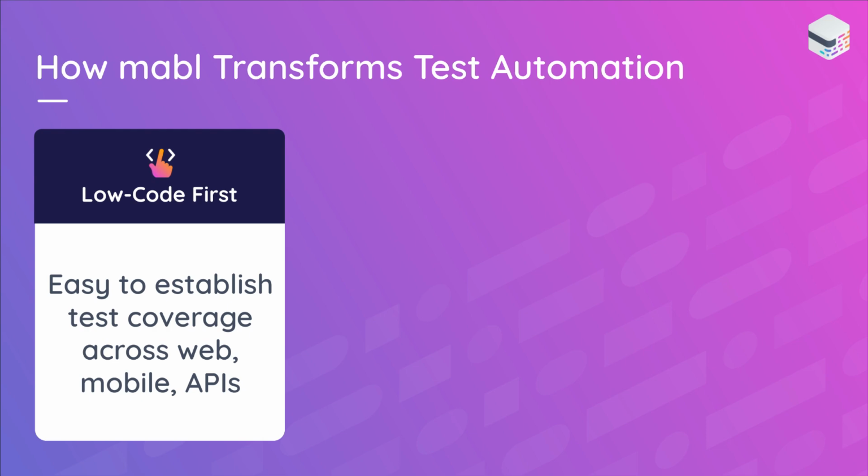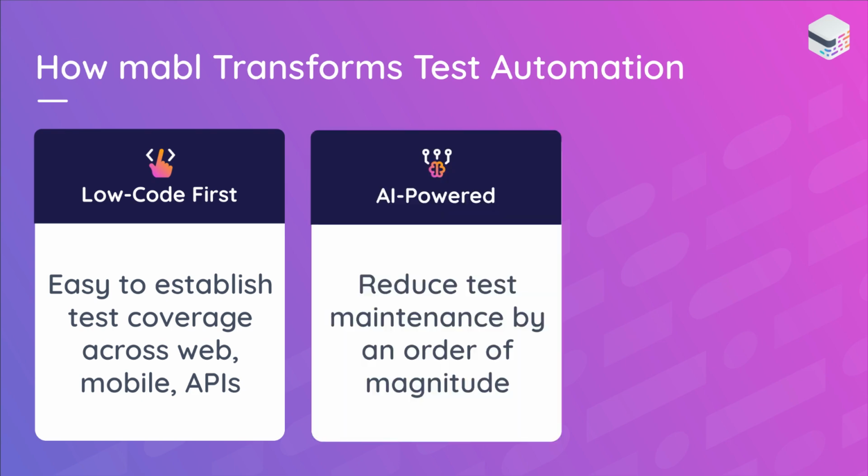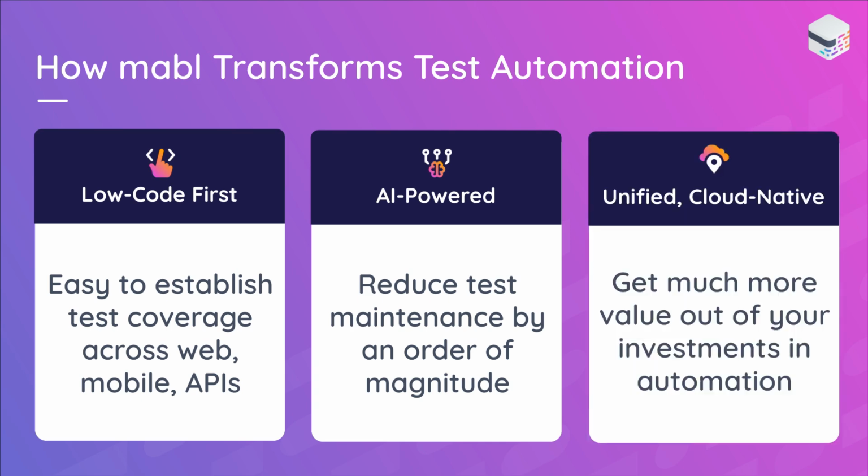And so I hope it's clear by now how Mabl changes the cost equation for automated testing. First, we make it easy for anyone to establish test coverage, and then we reduce test maintenance by an order of magnitude through the use of artificial intelligence. But we also take it much farther. Next, we'll explain how you can use Mabl to get much more value out of your investments in automation.